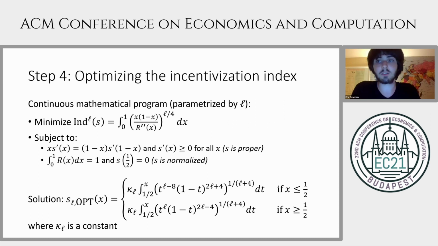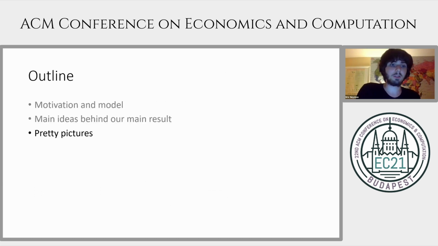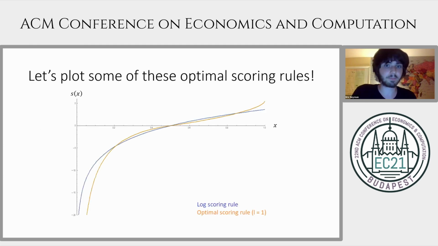So I'm not trying to convince you that this scoring rule is what you should use for your application, but this opens up some interesting questions that you might ask, such as how close are the quadratic and logarithmic scoring rules to the optimal scoring rule? Or what do these optimal scoring rules even look like? And the reason that these questions are interesting in the first place is because we proved a theorem which says that the incentivization index accurately captures how good a proper scoring rule is at incentivizing precision.